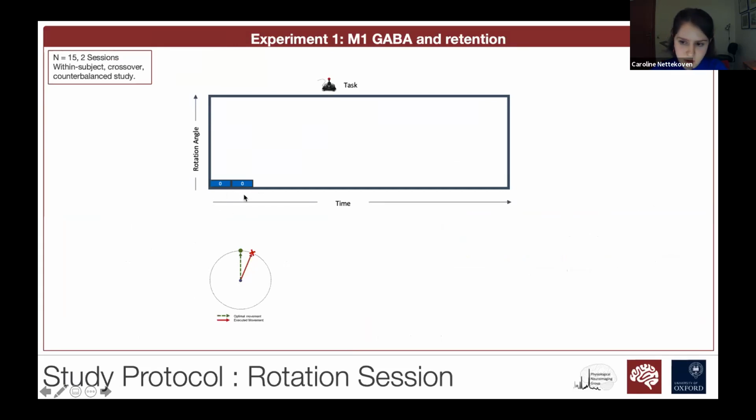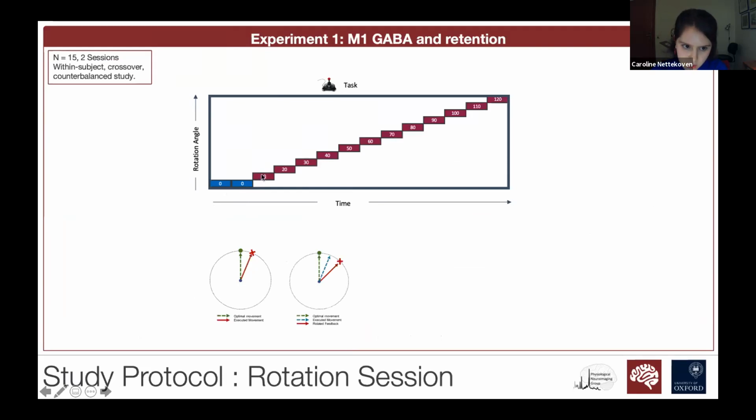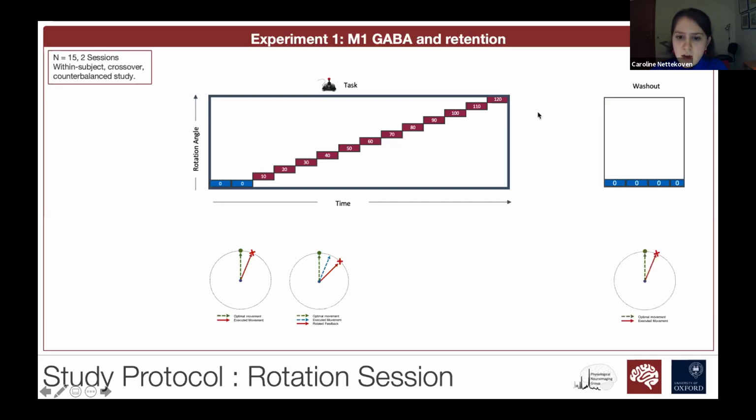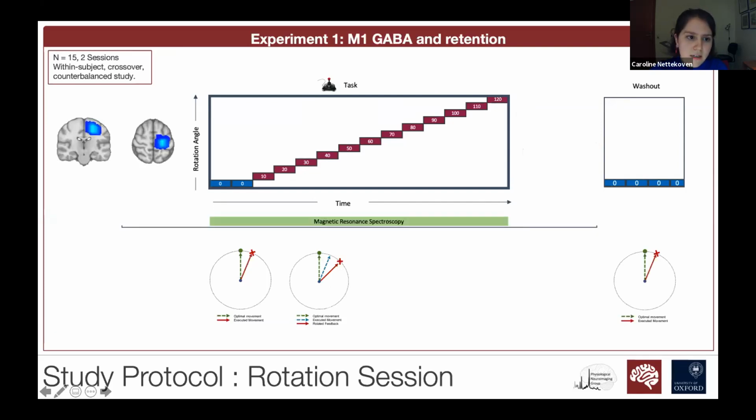Now, after these baseline trials, we would impose a 10-degree rotation. So you can again see optimal movement, participant movement, and this time this is the visually rotated feedback. And we would increase that rotation every 40 trials by 10 degrees. So we end up with a 120-degree rotation at the end of the session. Then outside of the scanner, after some delay, we took the rotation away to assess retention of the adapted state. To look at M1 GABA, we collected magnetic resonance spectroscopy data from a voxel positioned over the left M1 hand area. And we also collected resting state fMRI data before and directly after performing the task.